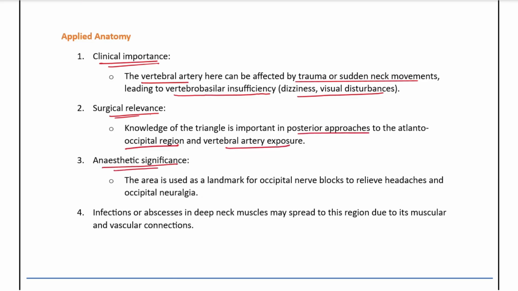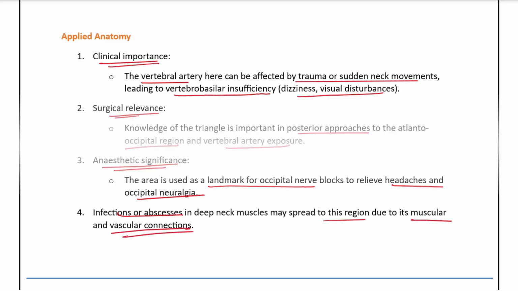It has an anesthetic significance also because the area acts as a landmark for the occipital nerve blocks, which are usually given to relieve headaches and occipital neuralgia. Infections or abscesses in the deep neck muscle may spread to this region due to its muscular and vascular connections. Okay, so this completes your 5 marker on suboccipital triangle.